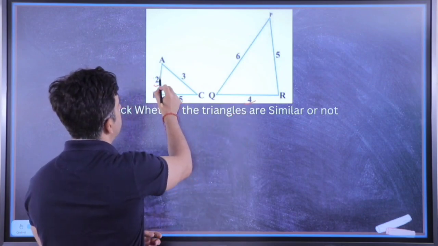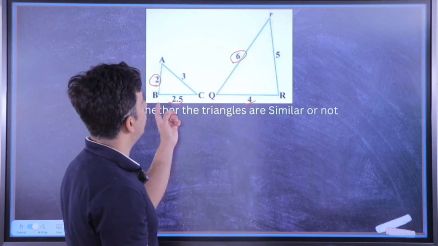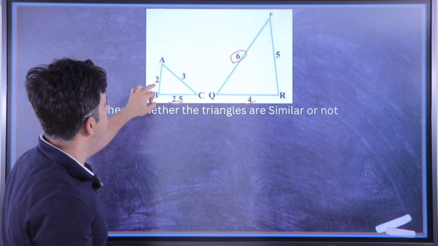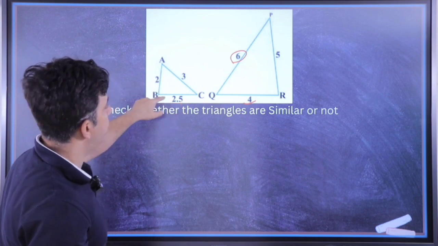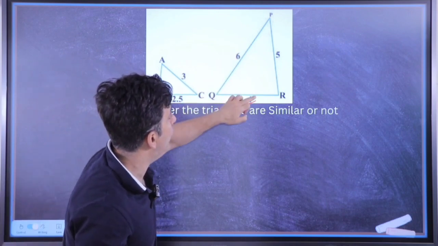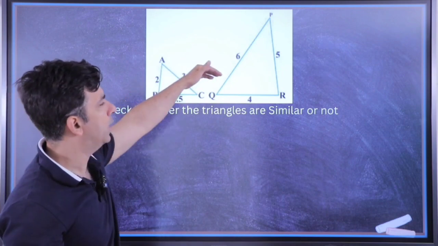So in this case, this side 2 becomes 6. This side from 2 becomes 6. So I'll just try to check this thing. We have to check whether these two triangles are similar or not. So this 2 and this 6 are not comparable. We can see that this is being multiplied 3 times.